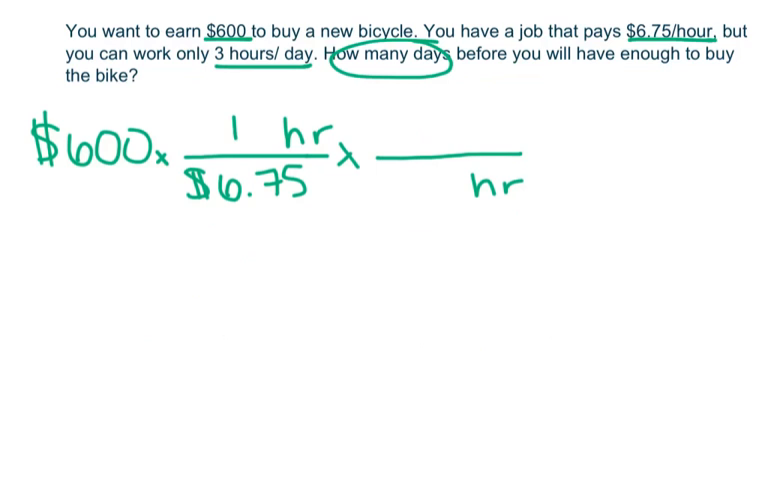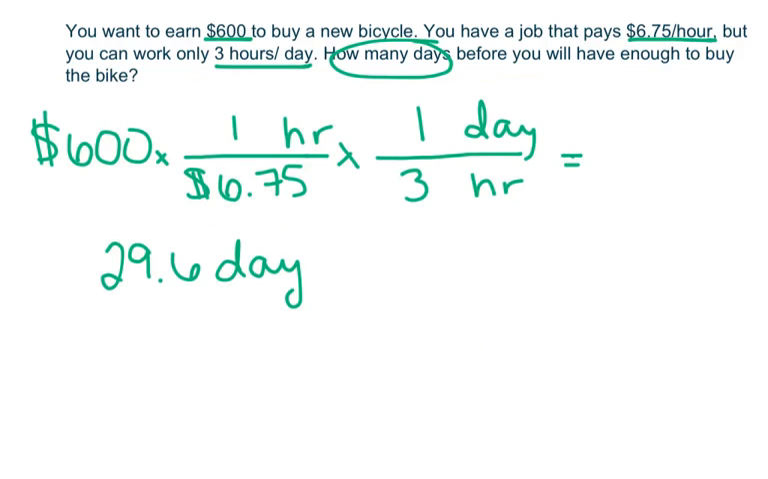And the only other thing that has hours is how many hours a day you can work, so hours to days. Well, in 1 day, you can work 3 hours. Yes, there are 24 hours in a day, but you can only work 3 hours in 1 day, so you have to use 3. So now if we were to solve, we're going to do 600 divided by 6.75 divided by 3. And the calculator gives you 29.6 and so on days. Dollars canceled, hours canceled, we're left with days.